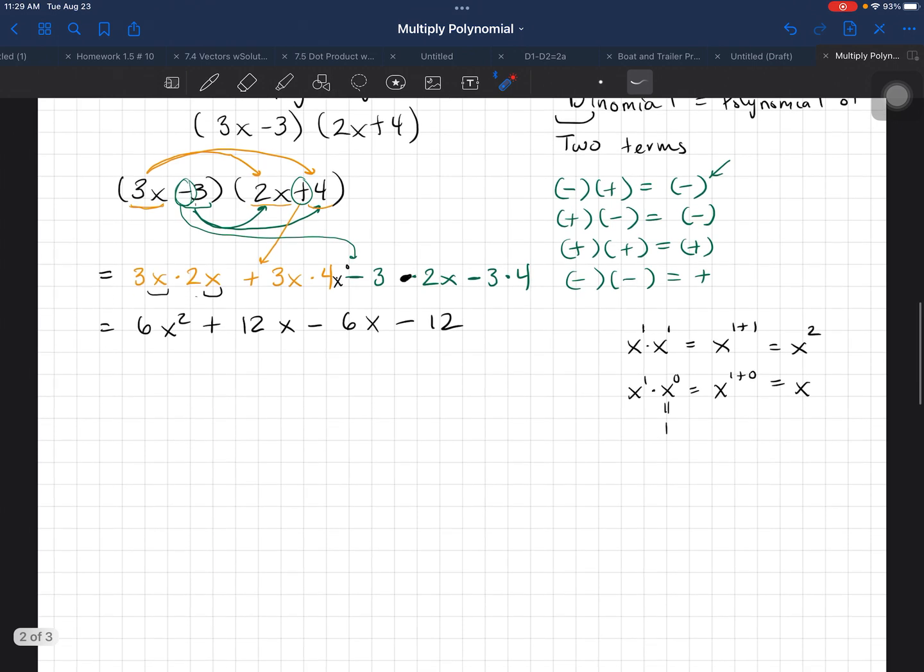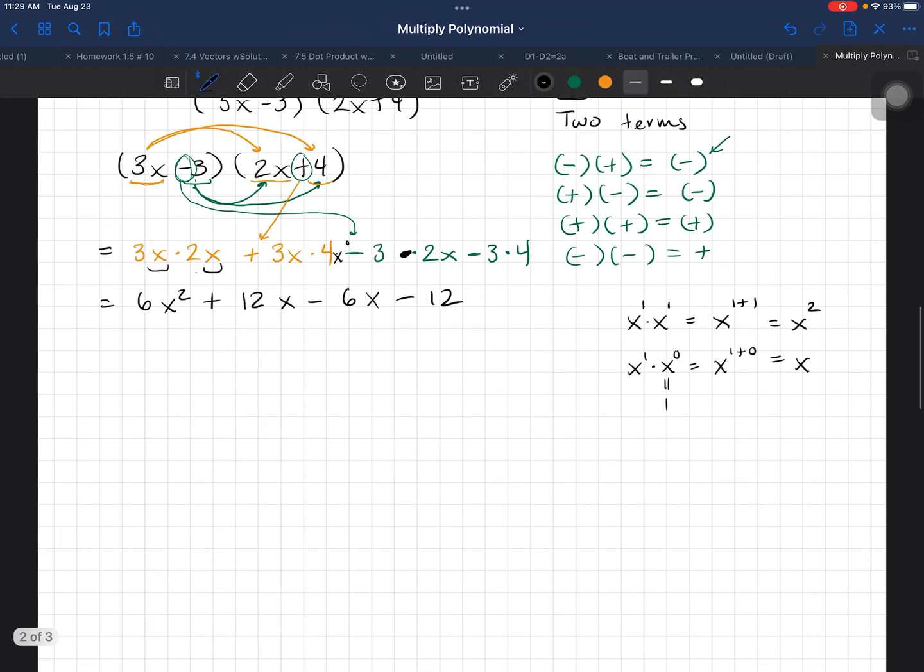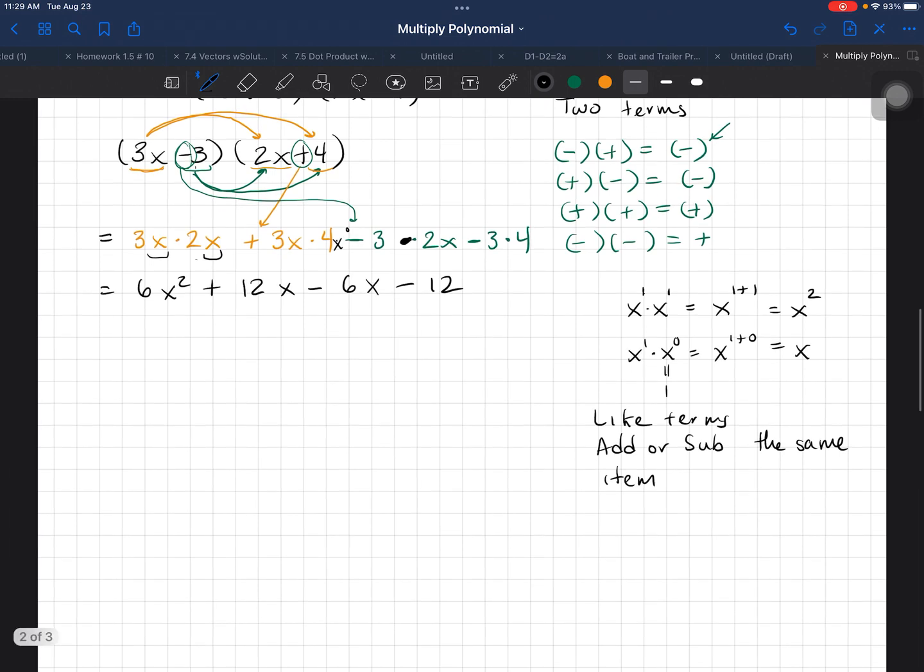Well, we want to think about them as what we call like terms. So let's write a note here. Like terms is whenever you are adding or subtracting the same item. And what I mean by item, I'm saying like terms, the same variable. The same item could be an expression, but in this case, think about that.